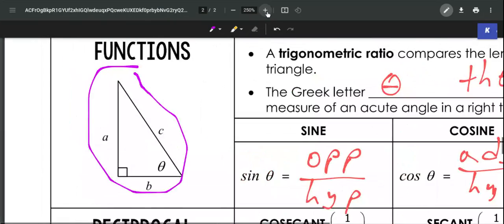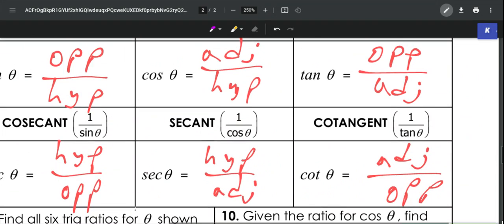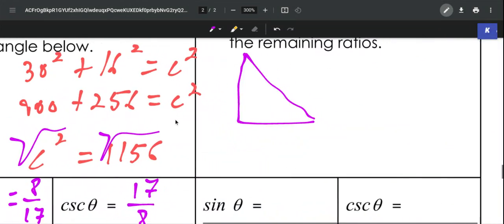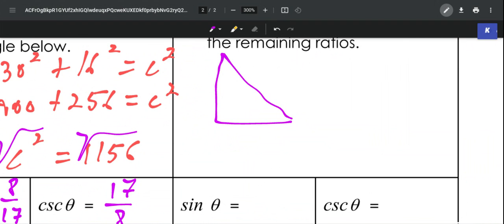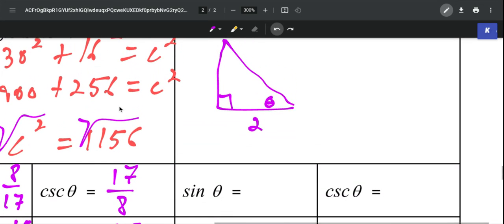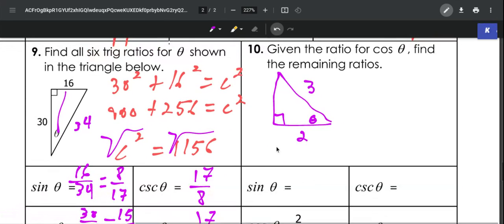So what we're given here is cosine, and we know that cosine is adjacent over hypotenuse. So if we have an angle theta, and the safe bet is to always put it in the bottom right corner, that means the adjacent side is going to be 2. This is a right triangle, so this would be the side adjacent to theta, and our hypotenuse would be equal to 3. The only thing we don't know is this other leg, so we have to figure that out.